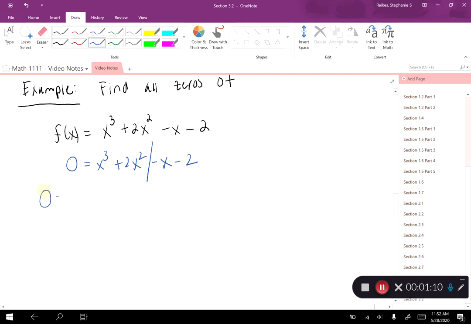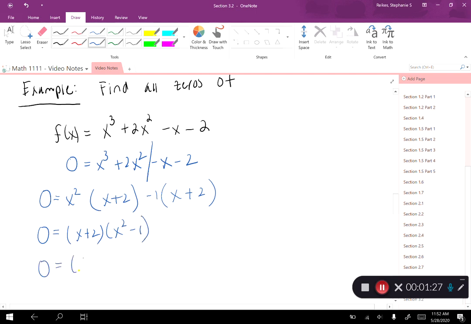GCF out of the left is going to be x squared, leftovers, x plus 2. GCF on the right is negative 1, leftovers, x plus 2. Pulling out x plus 2 in common, I'm left with x squared minus 1. Continuing factoring, I see difference of squares, so I have x minus 1 times x plus 1.